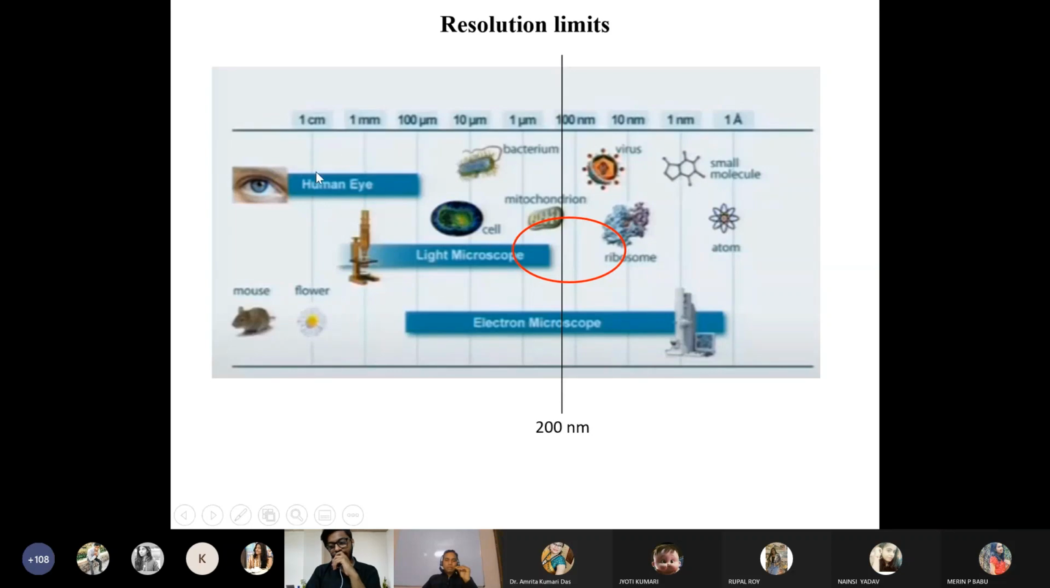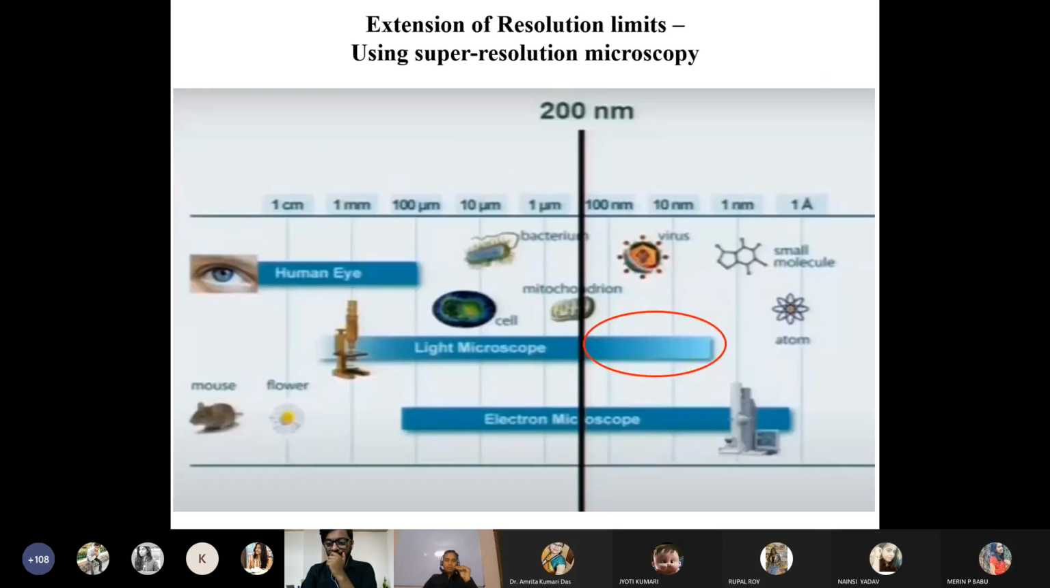So this shows the resolution limits of the human eye, which is 100 micrometer, the light microscope, which is almost 50 nanometers, and the electron microscope, which is around 2 angstrom. Okay, so this is around 200 nanometer, the resolution limit of the light microscope. Less than 200 nanometer. So what if we increase the resolution beyond 200 nanometer to almost around 5 nanometers using the light microscope?